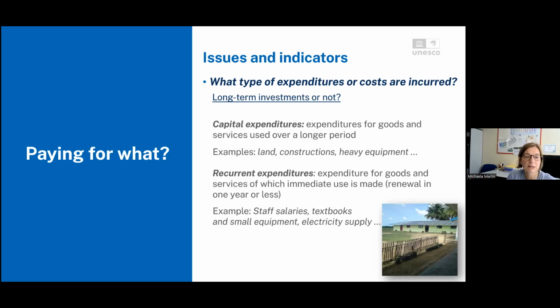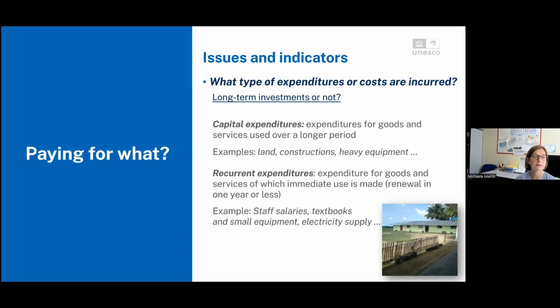So for instance, recurrent expenditure, as you know, goes typically to staff salaries, the purchase of textbooks, small equipment, and electricity supplies. So these are the two broad types of expenditures, and often they are not under the same budget. In, for instance, Francophone countries, we have a Ministry of Planning that is typically in charge of the capital expenditure.